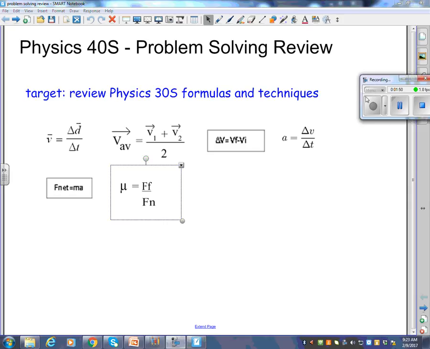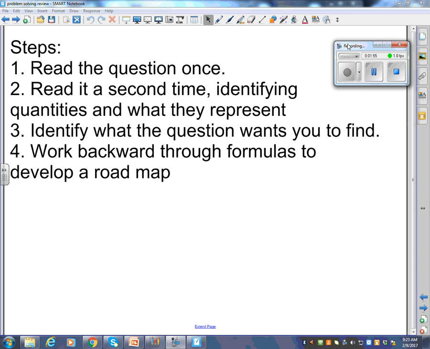Okay, so I did notice too that some people need a little help working through problems. So a few tips here, some steps. Read the question once to get the general idea. Read it a second time, identifying quantities and what they represent. Some people like to write them down, like m equals 5 kilograms. Some people just put an m above the 5. Either way, it doesn't really matter, whatever works for you. But it's a good thing to do.